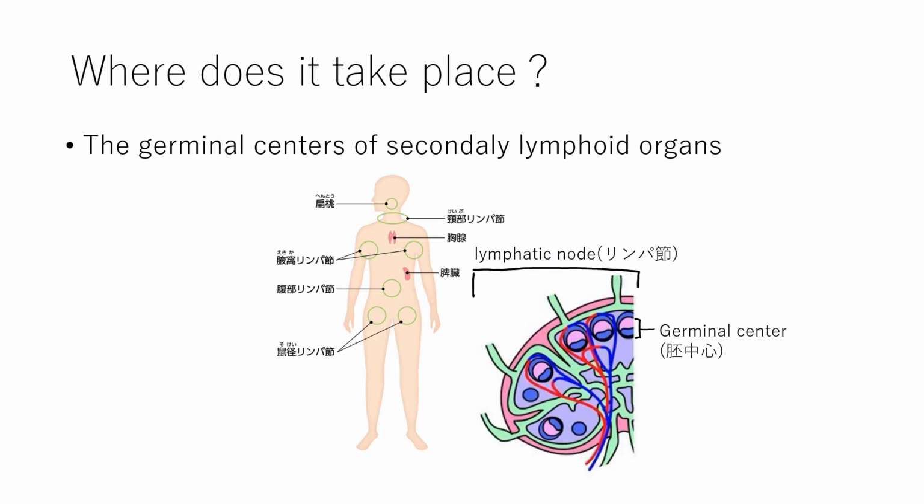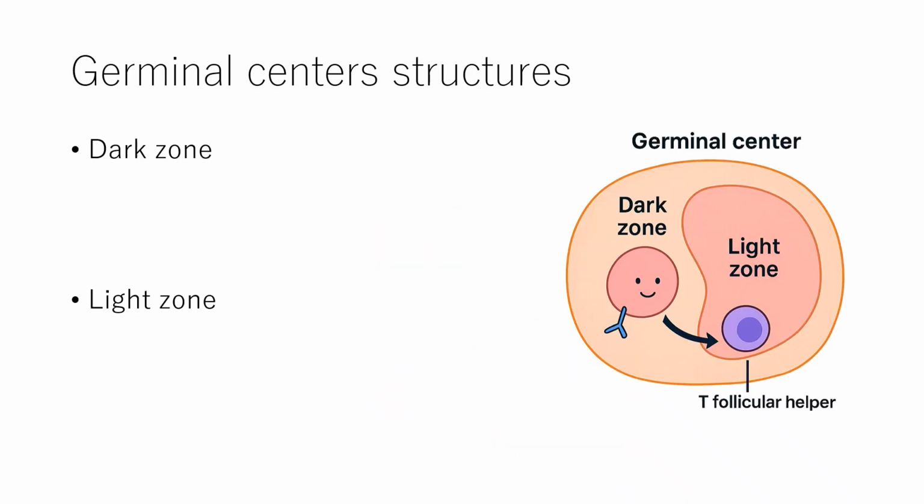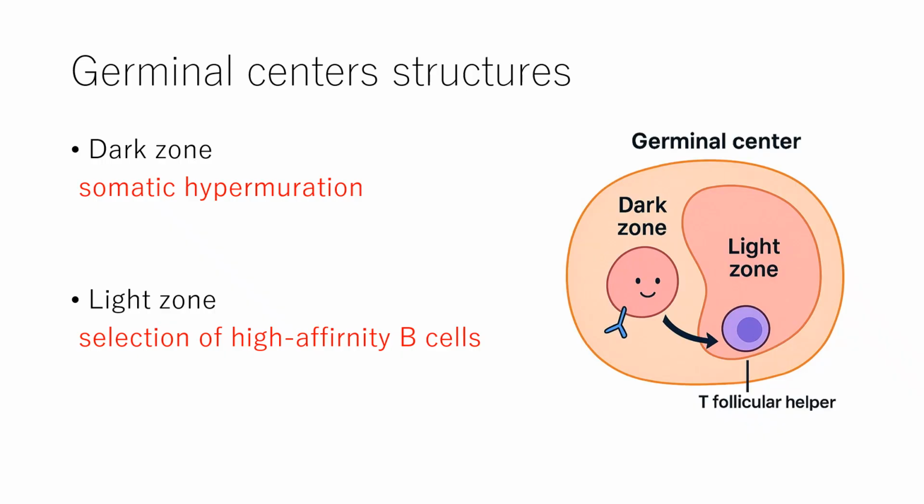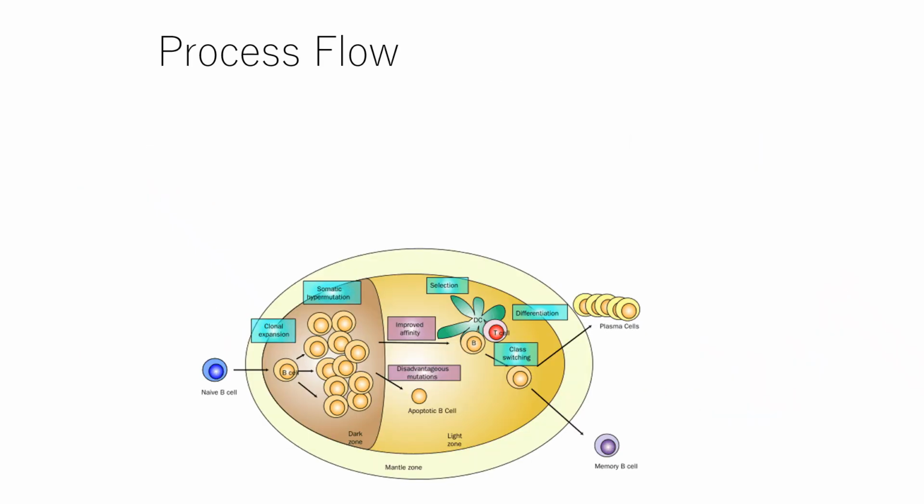Affinity maturation occurs in the germinal centers of secondary lymphoid organs, mainly the lymph nodes and the spleen. These structures appear after B cells are activated. The germinal center has two major zones. The dark zone is where B cells proliferate and accumulate mutations. It's called somatic hypermutation. The light zone is where high-affinity B cells are selected with help from T follicular helper cells. B cells move back and forth between these zones.